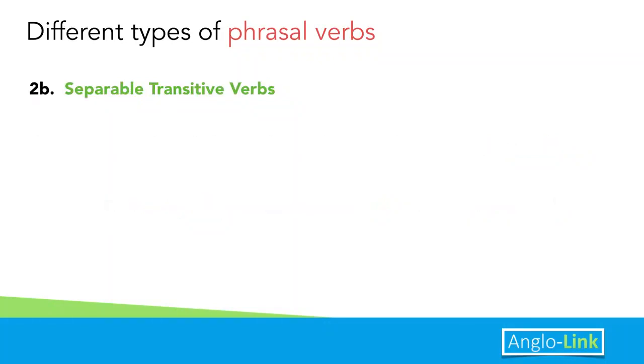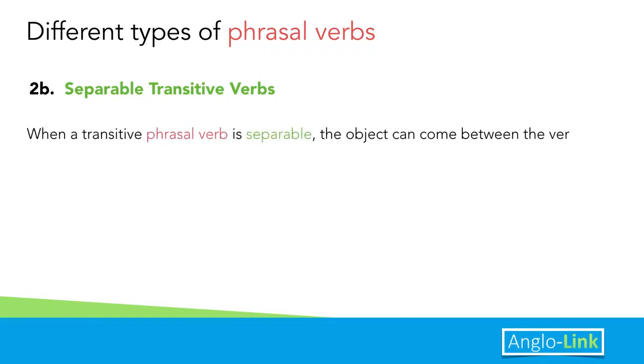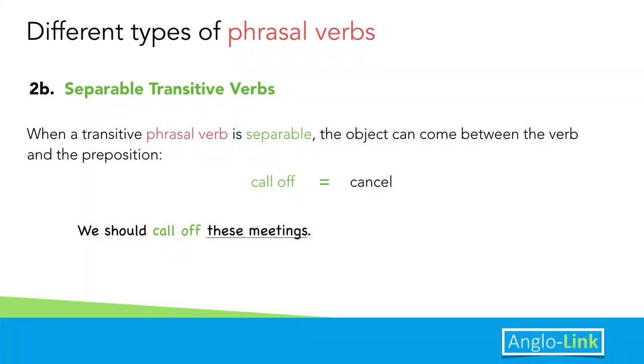Right, let's look at separable transitive verbs. When a transitive phrasal verb is separable, then the object can come between the verb and the preposition. For example, call off means cancel. We should call off these meetings. These meetings is the object, and because it is a separable transitive verb, we can put these meetings between call and off. We can separate the verb from the preposition. We should call these meetings off.